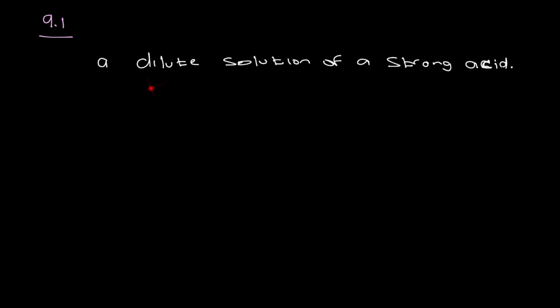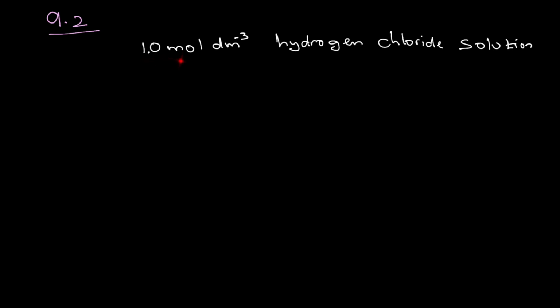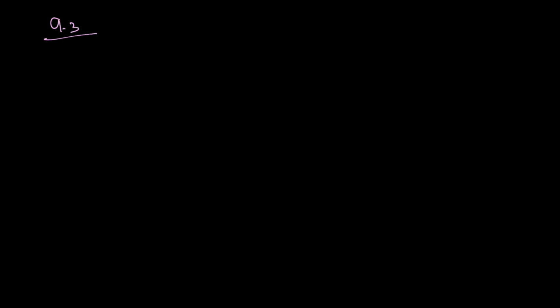So question 9.1. A solution is made by dissolving 1 gram of hydrogen chloride in 1 decimeter cube of water. Which is the correct description of this solution? So this is a dilute solution of a strong acid. 9.2. Which solution would have the lowest pH? 1.0 mole per decimeter cube of hydrogen chloride solution.